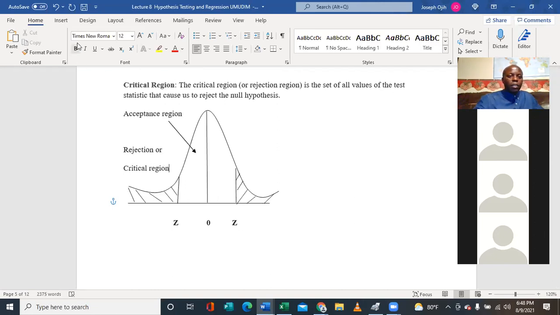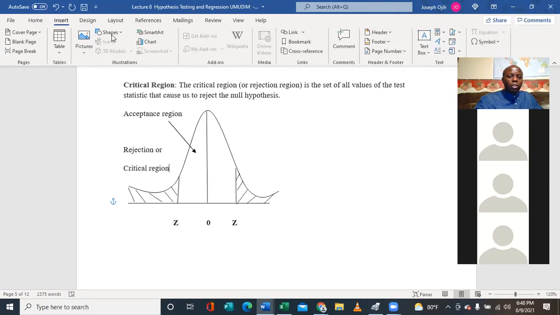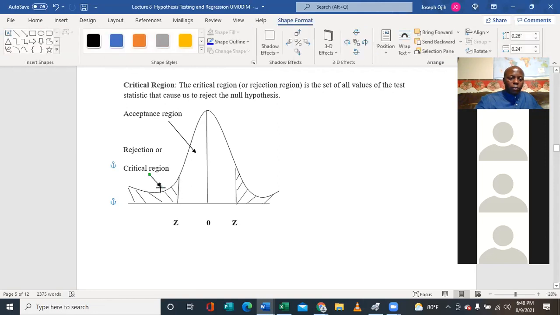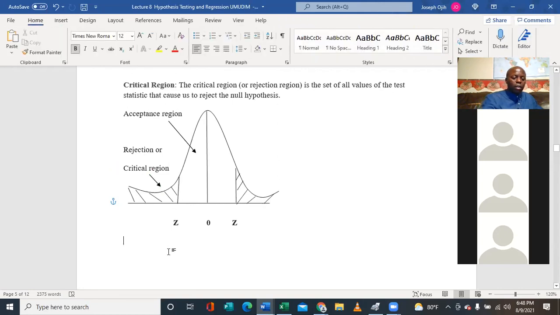So anything that falls in that shaded space, starting from here, reject. So this particular place where it starts is called a critical value. Right? Critical value.